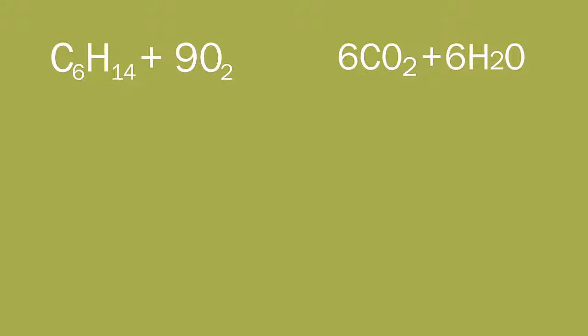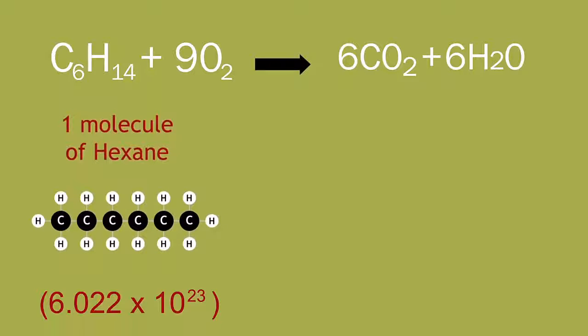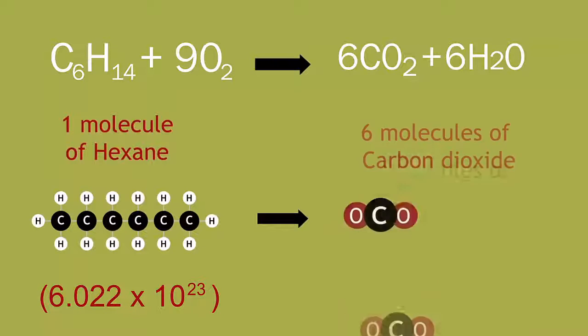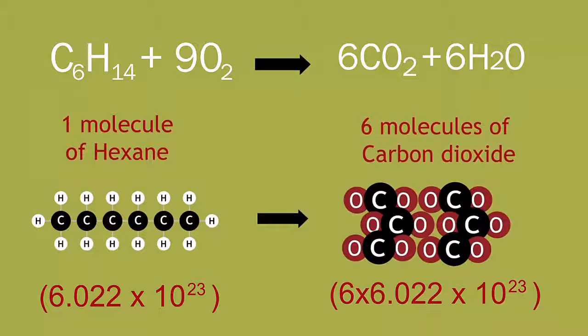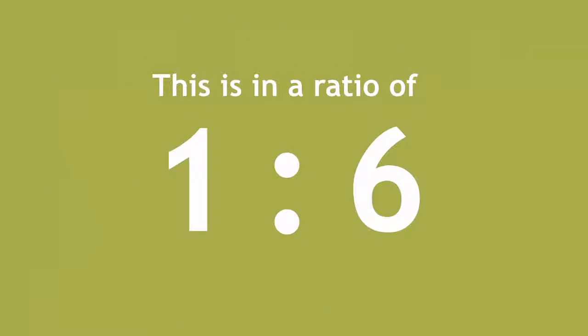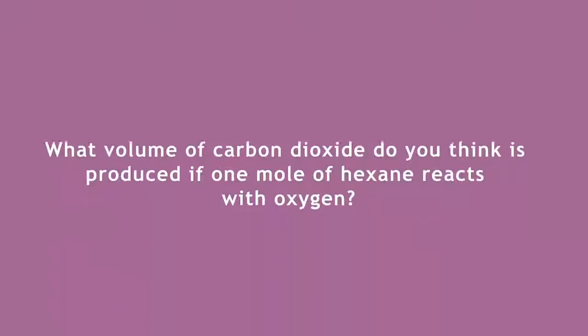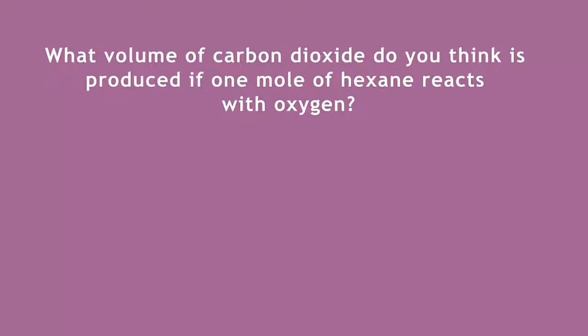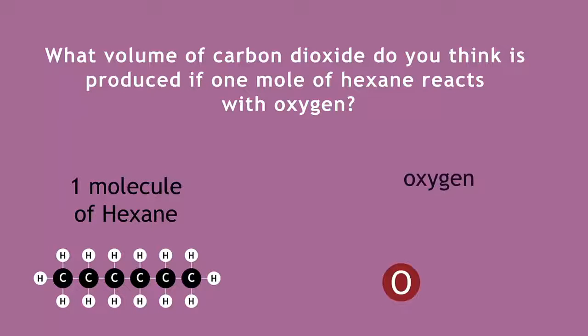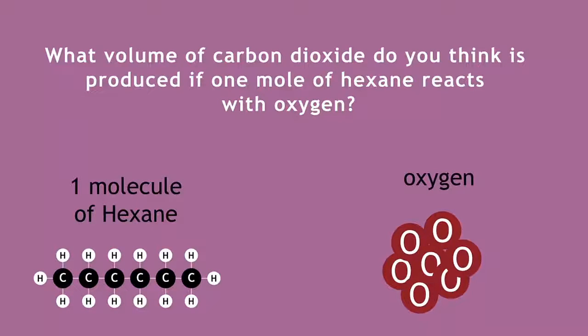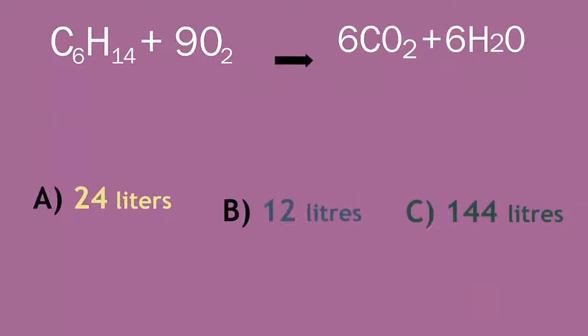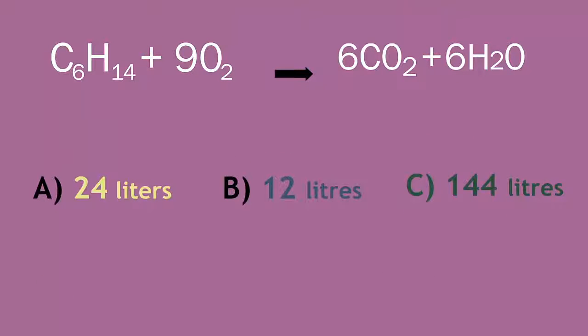The equation tells us that for 1 molecule of hexane, 1 mole, that's 6 molecules or 6 moles of carbon dioxide produced. So this is in a ratio of 1 to 6. Therefore, what volume of carbon dioxide do you think is produced if 1 mole of hexane reacts with oxygen? Pause, use the formula and choose from one of the following volumes. Continue when you are ready.